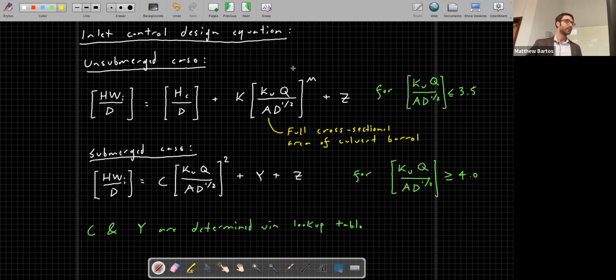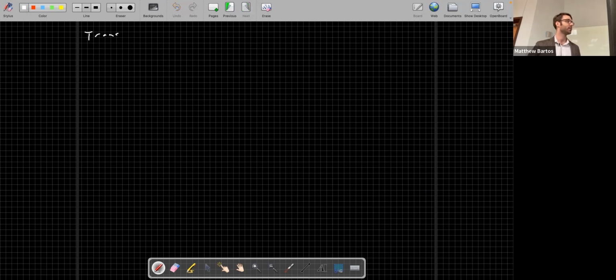All right. The last thing I'm going to do is write out the transitional case, where this term is neither unsubmerged nor submerged. In that case, you will essentially interpolate between the two. This is for when it's between 3.5 and 4. I'll write out the equation first.